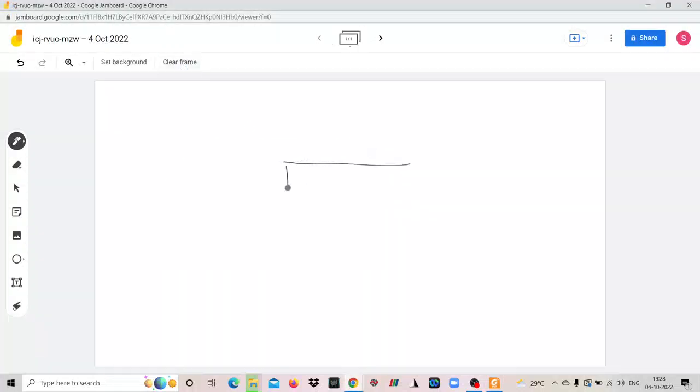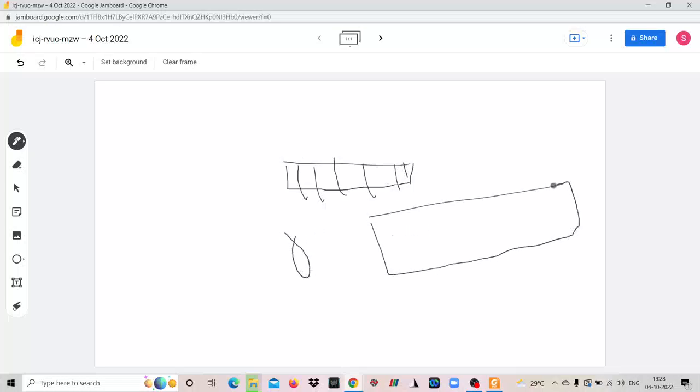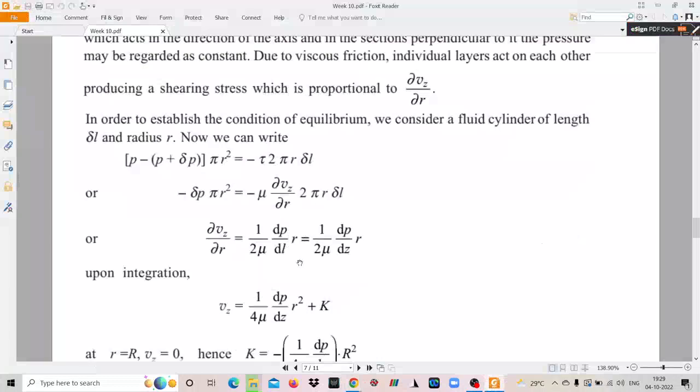So this is the pipe, or the cylinder. The viscous stress is acting over this entire surface. If you cut this cylinder, you will get a rectangle whose length is the length of the cylinder, delta L, and the other dimension is the circumference, which is 2 pi r. So it is 2 pi r delta L. From this equation, the value of ∂Vz/∂r is (1/2μ)(ΔP/ΔL) r.